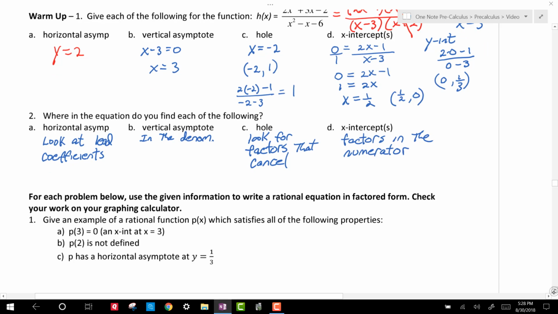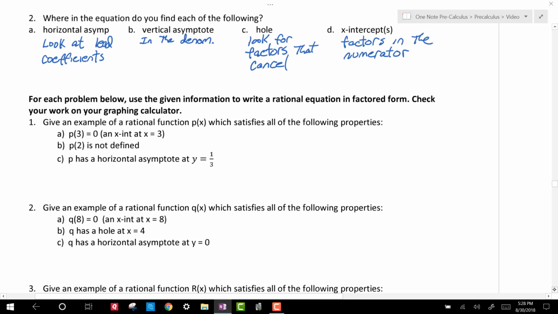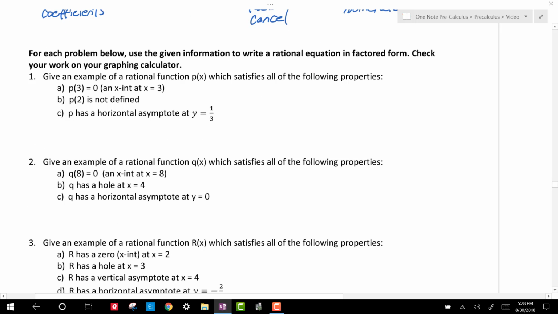So here we go. Let's take a look at how to put one of these together. It says for each problem, use the given information to write a rational equation in factored form. Check your work on your graphing calculator. First of all, it says P of 3 equals 0. What does that mean? It means I have an x-intercept at x equals 3. That implies that I had a factor somewhere of x minus 3, because when I set that equal to 0, it equals 3.